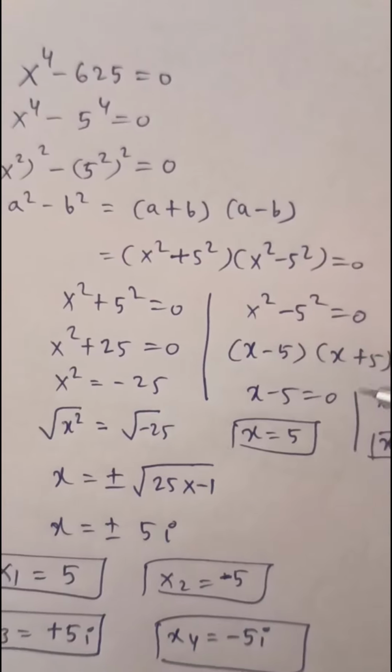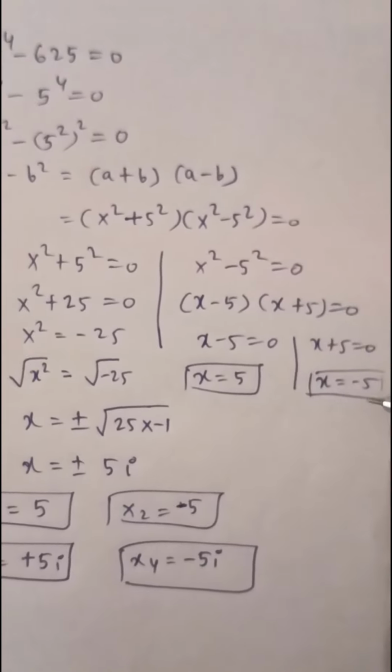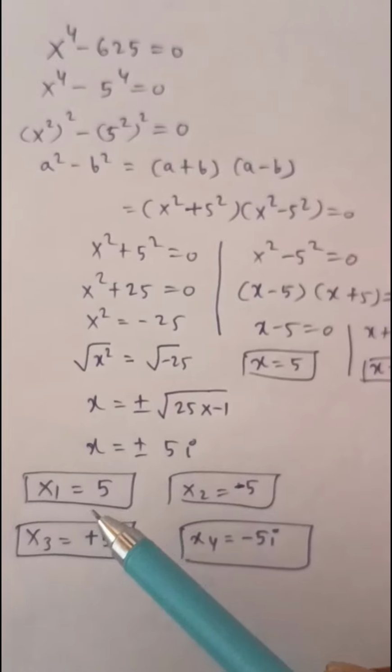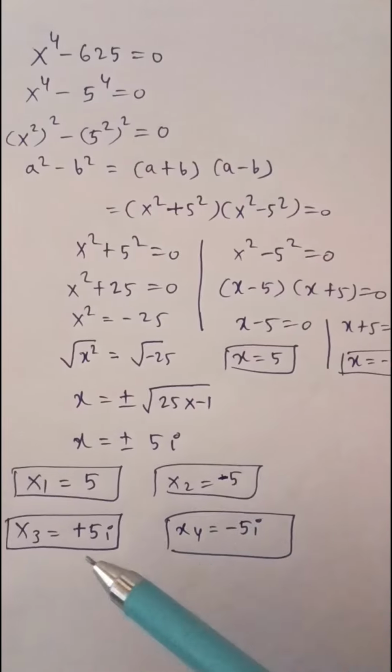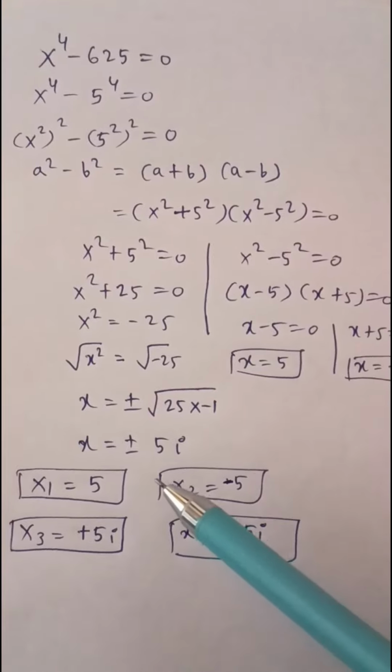(x minus 5)(x plus 5). x minus 5 is equal to 0, x is equal to 5. x is equal to minus 5. Therefore, we get the solutions: x1 is equal to 5, x2 is equal to minus 5, x3 is equal to plus 5i, x4 is equal to minus 5i.